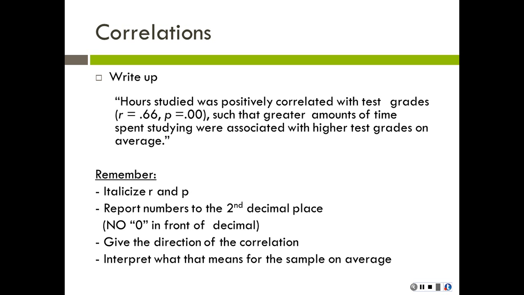And then, here are little things to remember. R and P are italicized. You have to report the numbers to the second decimal place. There's no 0 in front of the decimal on these because R can't be bigger than 1, so there's no point. There would never be anything before the decimal place. Same with the P's. It would never be bigger than 1, so you won't put a 0 in front of it either. Then you give the direction of the correlation and interpret what that means for the sample on average, right?